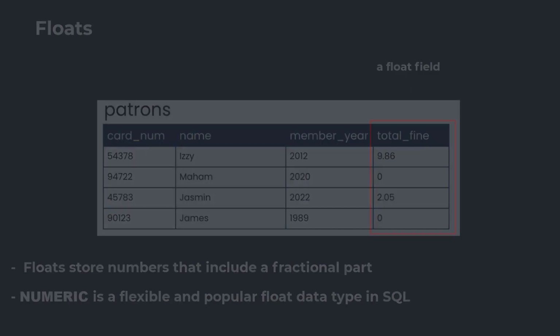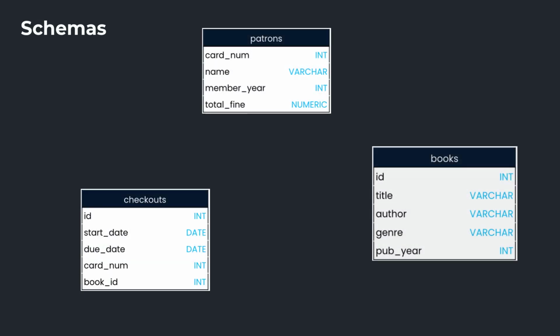Now that we're familiar with data types, we can look at a database schema. Schemas are often referred to as blueprints of databases. A schema shows a database's design, such as what tables are included in the database and any relationships between its tables. A schema also lets the reader know what data type each field can hold.